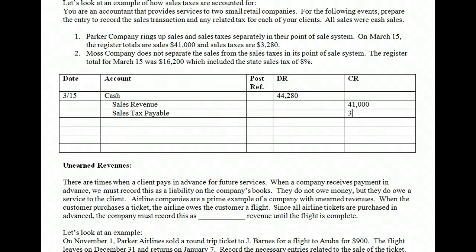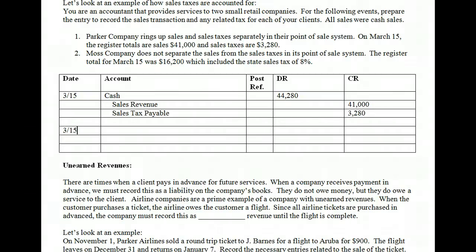Again, we are simply collecting it in order to send it to the state. So the minute we collect it as a retail entity, it is a payable. It is a debt that we owe to the government. So we collect it on behalf of the customer and we remit it to the government. Again, it is a pass-through taxation. All right. Now let's look at the second example, March 15th.